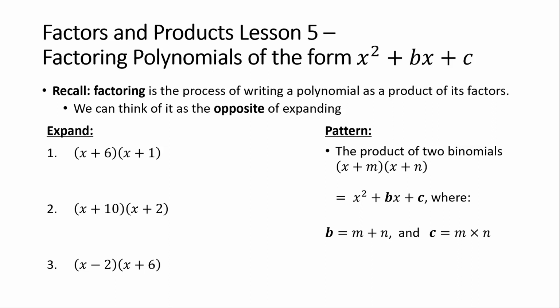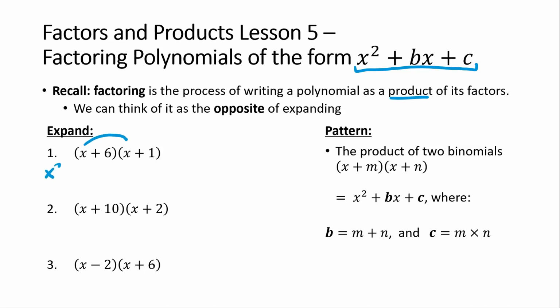So this is lesson 5 of factors and products, factoring polynomials that look like this. As you know, factoring is the process of writing a polynomial as a product, so as a multiplication of its factors. We can kind of think of it as the opposite of expanding. So let's first expand these 3 examples, and you can see what I'm talking about.